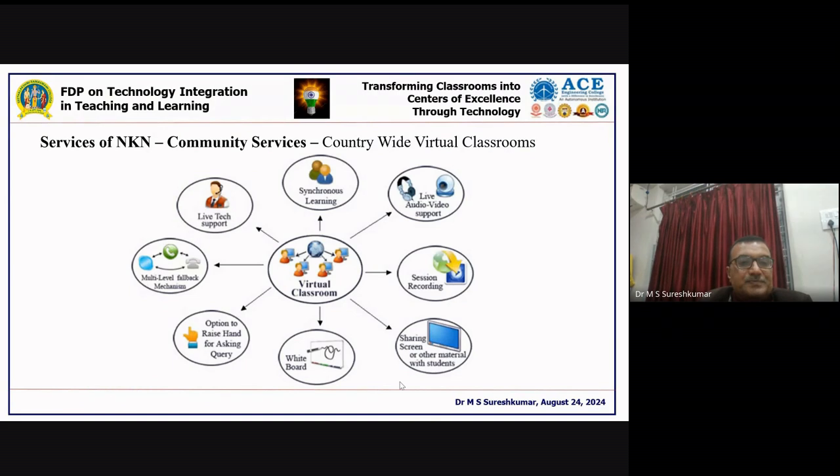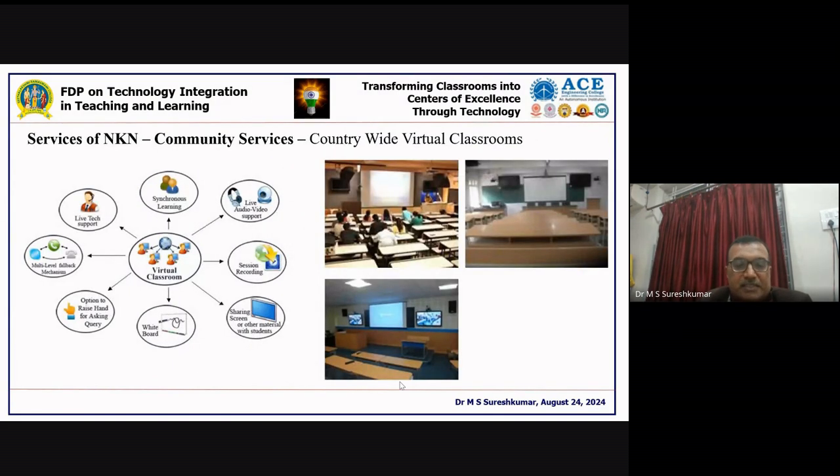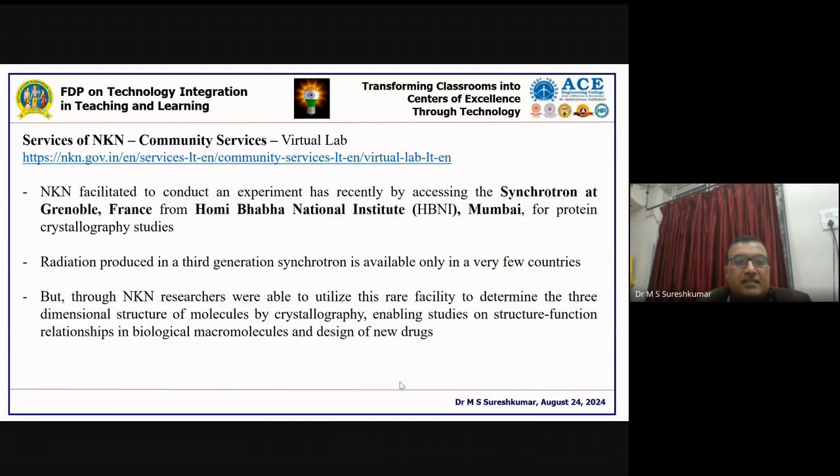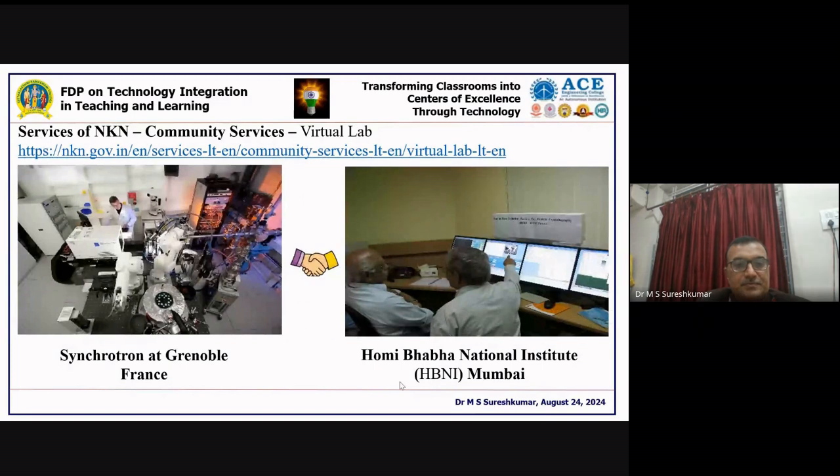Next slide, please. Now we can see various types of classrooms. Next slide, where a large number of students can be enabled. The biggest achievement of this National Knowledge Network is accessing the synchrotron facility at Grenoble, France from Homi Bhabha National Institute, Mumbai. Next slide, please.